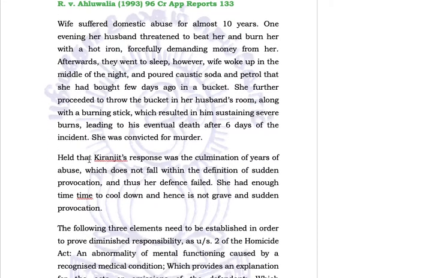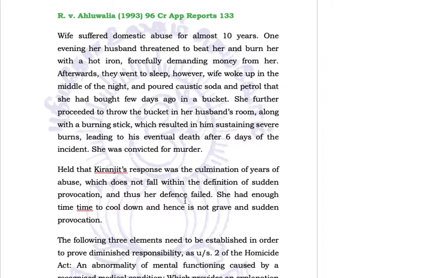It was held that Kiranjit's response was the culmination of years of abuse, which does not fall within the definition of sudden provocation, and thus her defense failed. She had enough time to cool down, and hence it is not a grave and sudden provocation. Okay, the court held that what she suffered was for 10 years, and the anger was a result of 10 years of suffering. It was not a sudden and grave provocation.